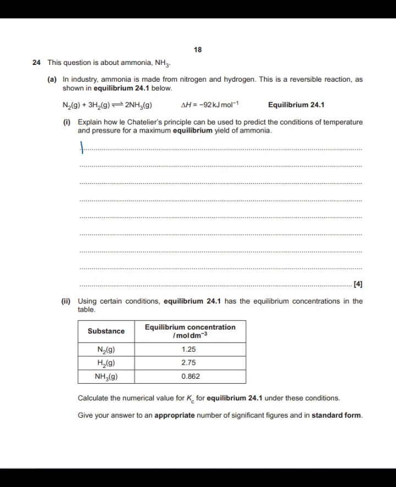So I'm just going to put a little subheading first of all, what we're going to write for temperature to maximum equilibrium yield. So temperature, we would need a low temperature because having a low temperature favours the exothermic direction of the reaction. We can see this is exothermic in the forward, so if we have a lower temperature, it's going to favour the forward and increase the yield of ammonia. So temperature will have a low temperature because forward is exothermic.